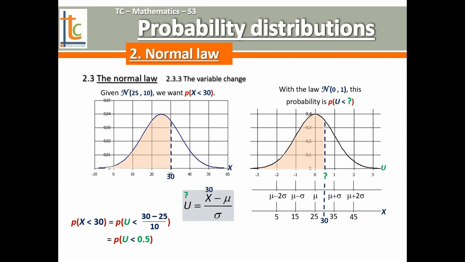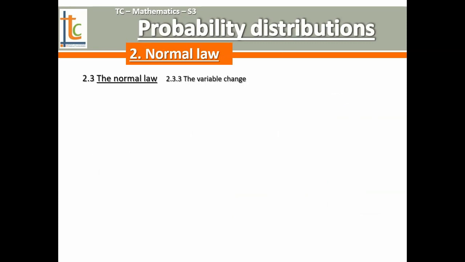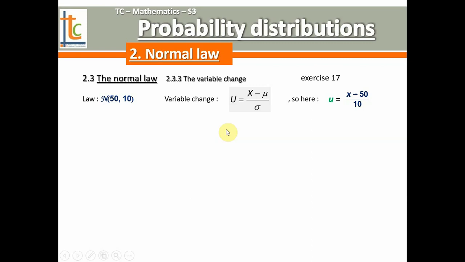So now, let's apply it in exercises, with exercise 17. So we're taking here the law N(50, 10). And so the variable change formula tells you that you will have to calculate u equals x minus 50 over 10. You can notice that I put an uppercase letter here and a lowercase letter here.